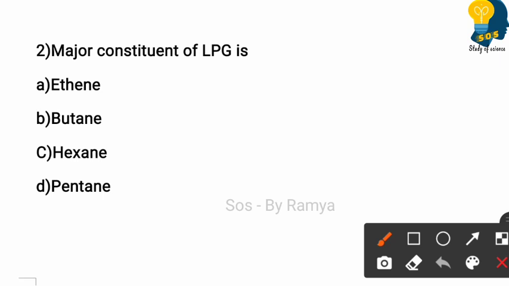So the next question is major constituent of LPG is, and the options are option A ethene, option B butane, option C hexane and option D pentane. And the correct option here is option B butane. See, butane is used as a major constituent in the preparation of liquefied petroleum gas, which we call LPG.